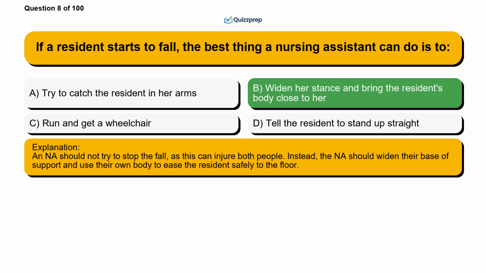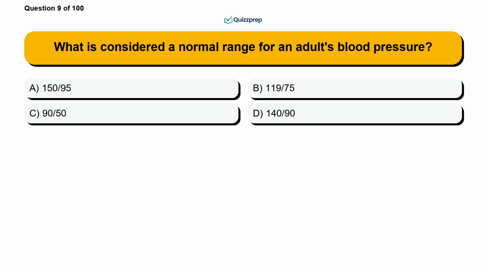An NA should not try to stop the fall, as this can injure both people. Instead, the NA should widen their base of support and use their own body to ease the resident safely to the floor. Question 9. What is considered a normal range for an adult's blood pressure?